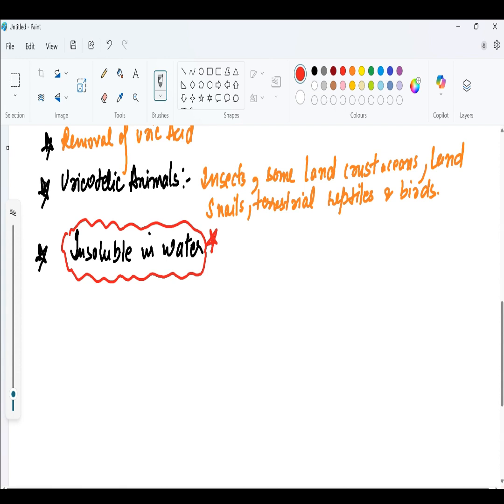Earlier we studied that ammonia is readily soluble in water, urea is also soluble in water. It requires a moderate amount of water for elimination. But in case of uric acid, it is insoluble in water. So what will happen here? Anyone? Water will not be required here. All right. So this is what we've understood so far.